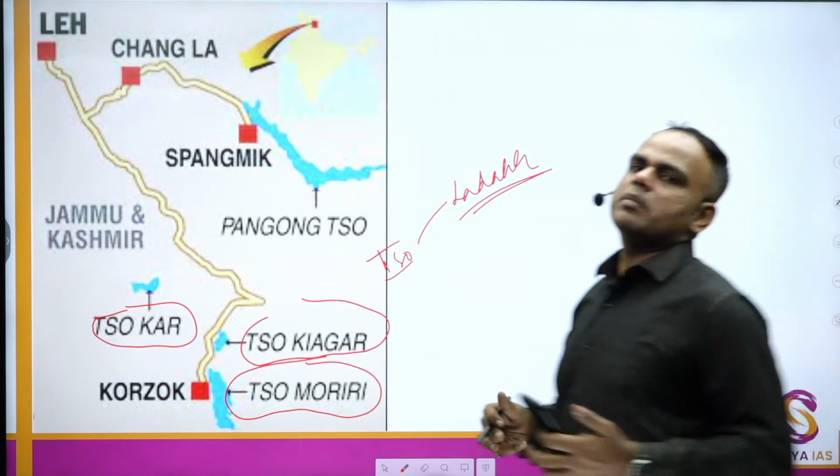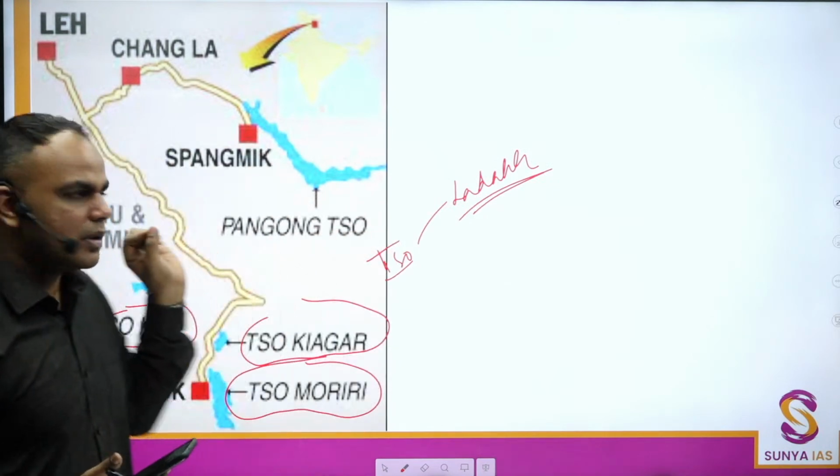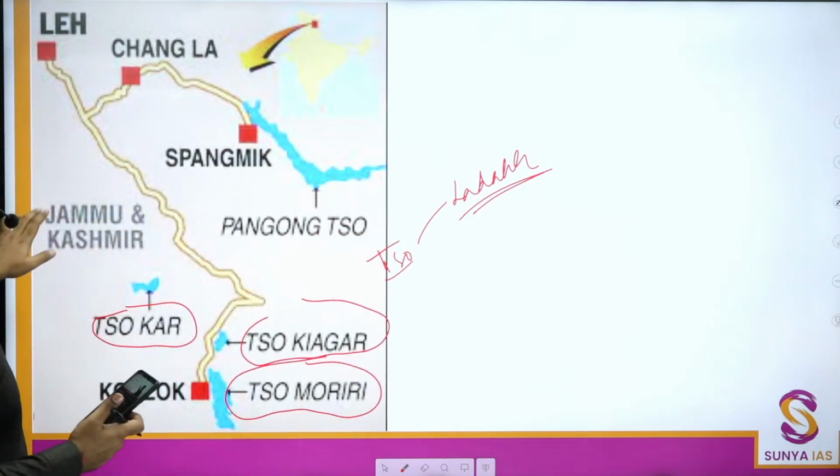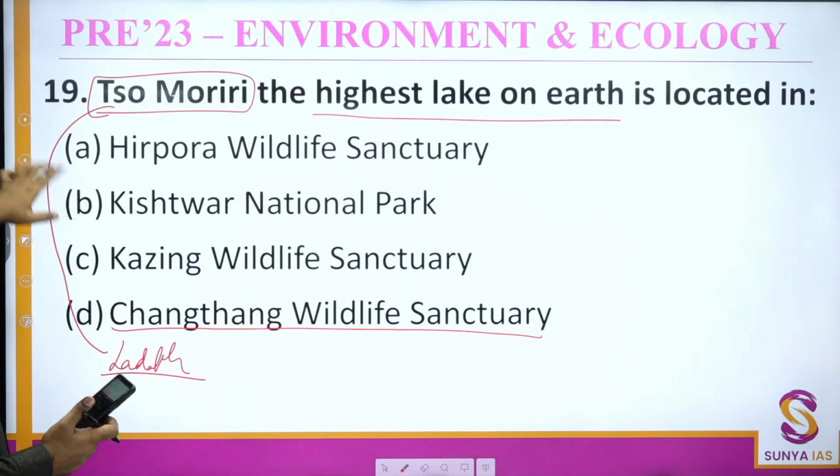Otherwise, there is no point in remembering all the 550 plus wildlife sanctuaries. Only the ones which are there in the news, etc., are the ones you should be aware about. So yes, question number 19, the answer is D.